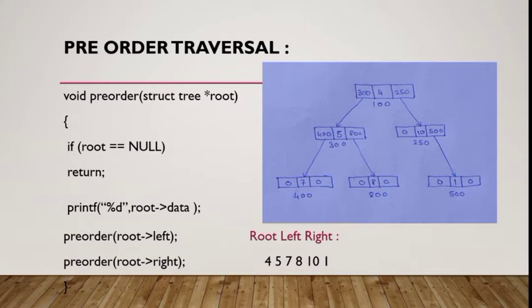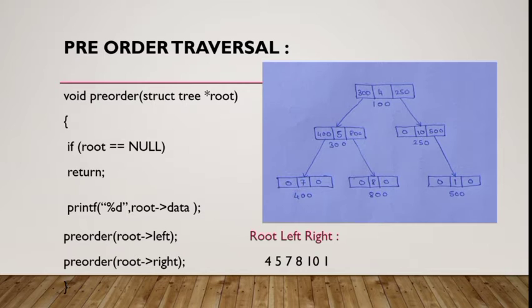Preorder traversal. Here is the binary tree. We are going to write a program to print the preorder traversal for the tree. First, void preorder(struct tree *root). Now the root value's address is passed as the input to the function. 100 is passed as the input to the function. If root equal to 0, 100 equal to 0, no. Condition false, and then it comes to the printf statement. Root of data is printed, 100's data 4 is printed.